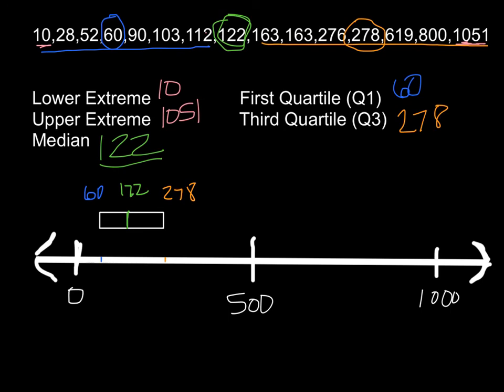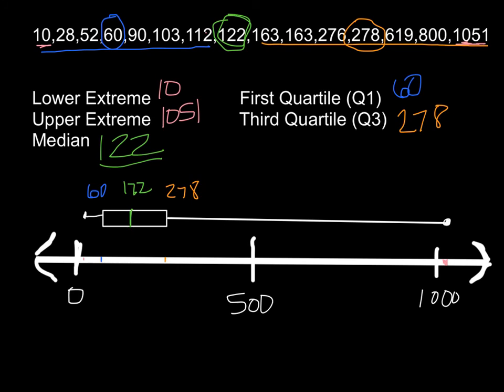Our upper extreme is 1050, so if this is 1000, our line is going to come out to about right here. And our lower extreme is 10, so that's going to come down to right about there. Let's put our whiskers in, shall we? Here's our whiskers. Let's label our endpoints.